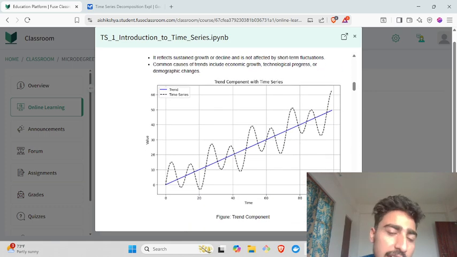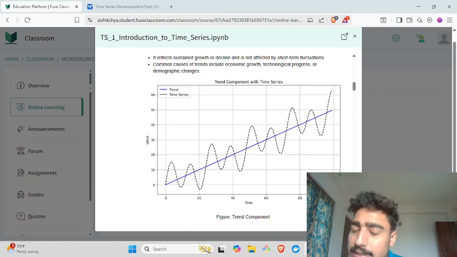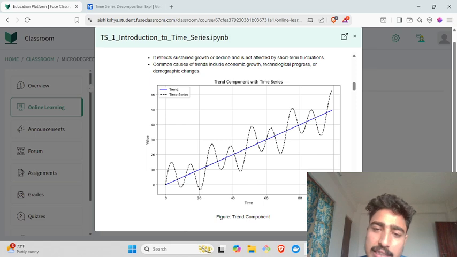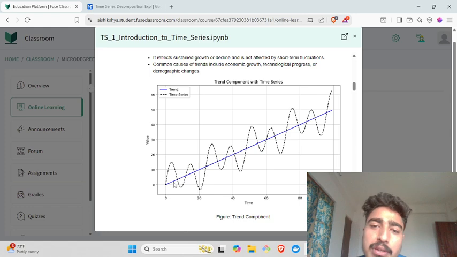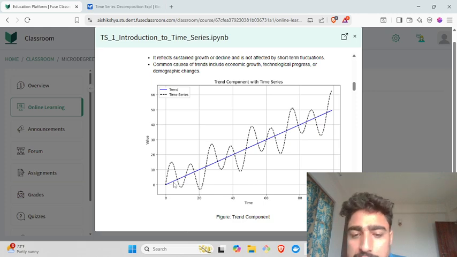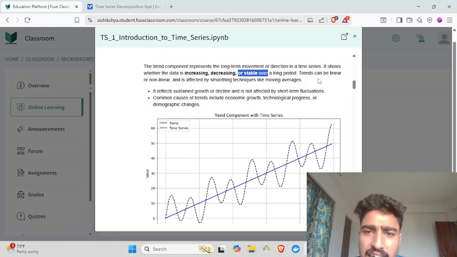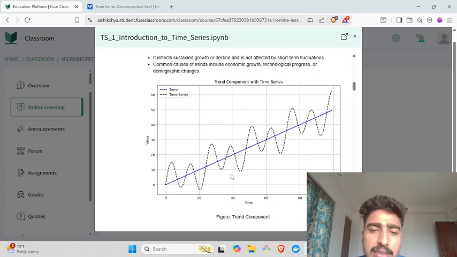We can generally see this as an example in stock market candlestick charts. We see how the market is going: it's going in an uptrend or downtrend, or it is stable over time. That's the trend we can trace in the stock market, which is an example of a time series. Trends can be non-linear and are affected by smoothing techniques like moving average. We're going to cover moving average in the next sessions, I think.